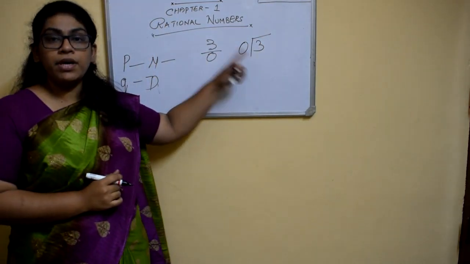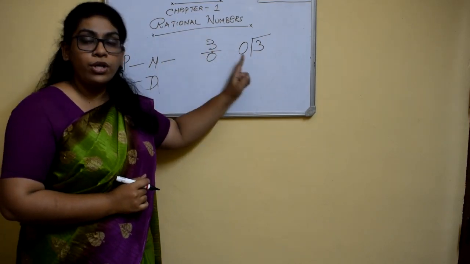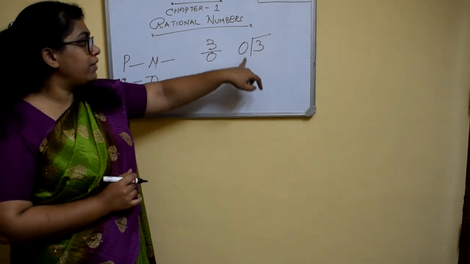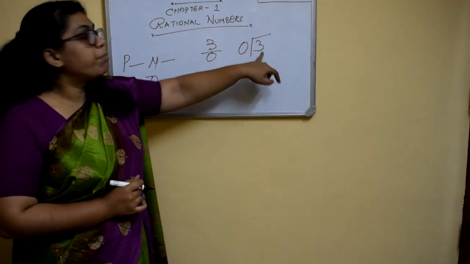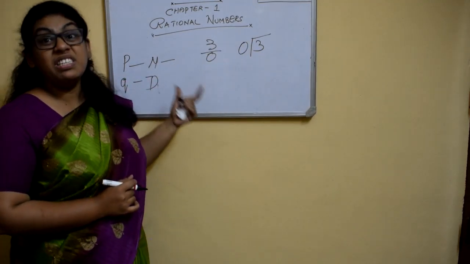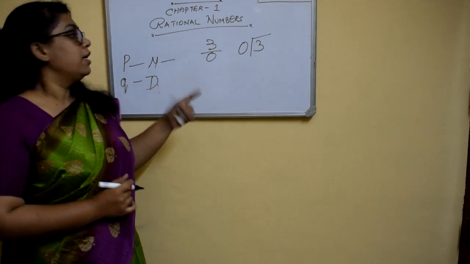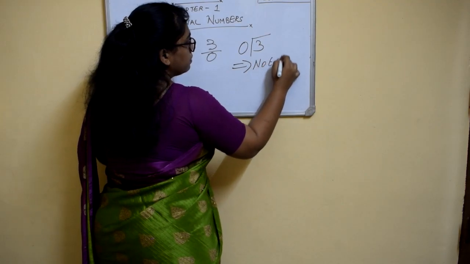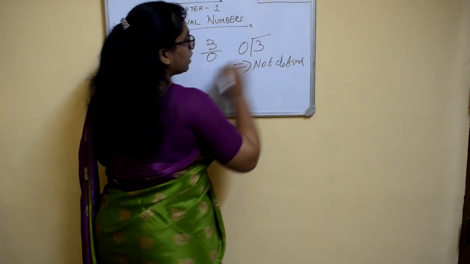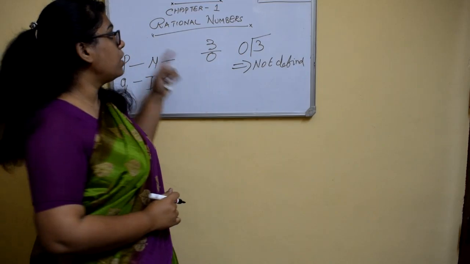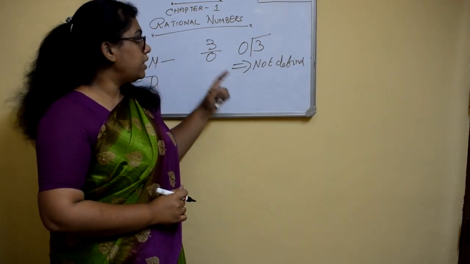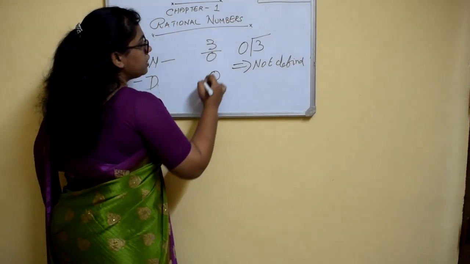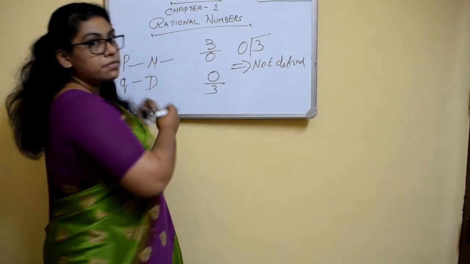Is it possible? No, it is not possible, because we are not able to divide any number by 0. That means the answer is not defined. It is not defined because no number can be divided by 0.